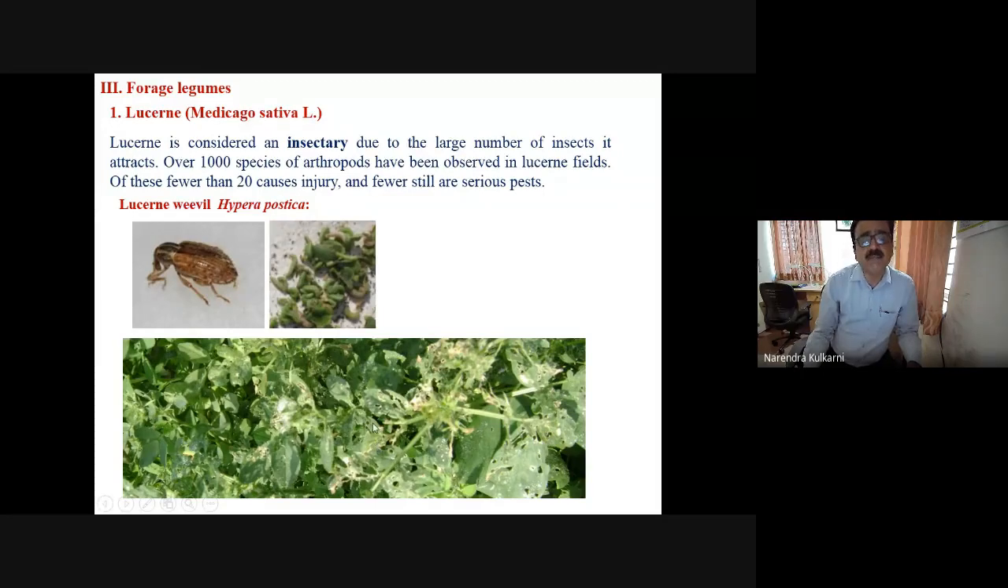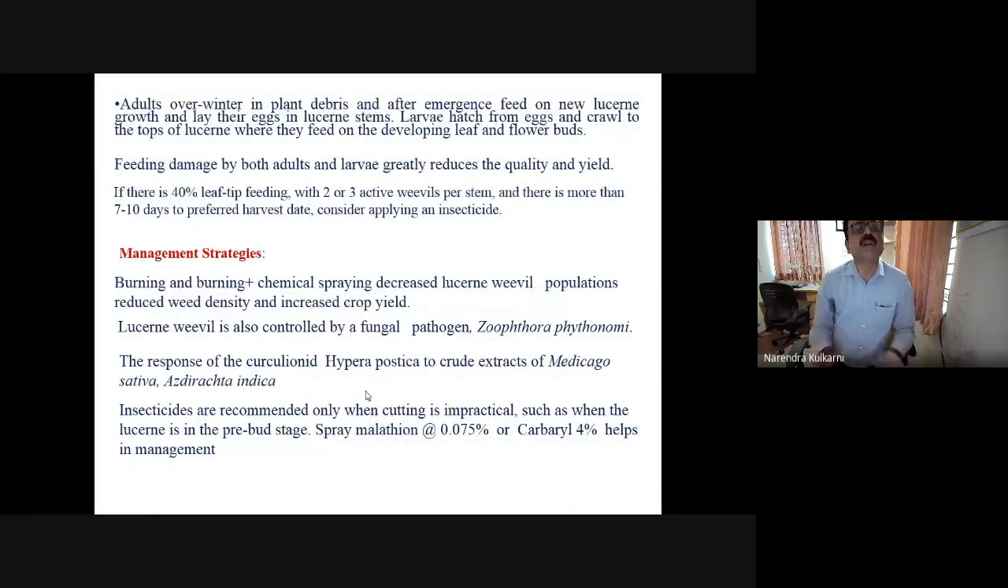Especially during the period of January and February, we can see this insect, both adult as well as larvae, have the ability to defoliate this crop. The adults overwinter in plant debris. Once after emergence, they feed on new lucerne, and they have this ability of damaging even flower buds also. When they start eating leaf as well as flower buds, ultimately it affects even the seed production also. Management strategies: burning and even chemical spraying is recommended, especially in January, February months. And there are entomopathogens available for this insect. And contact insecticides, especially we have insecticides with carbaryl and malathion or even chlorpyrifos. By using this, this insect can be managed.